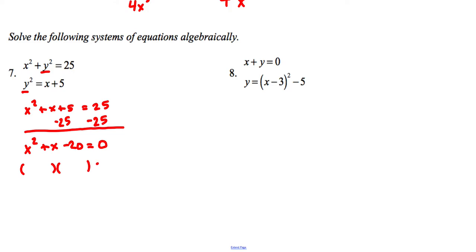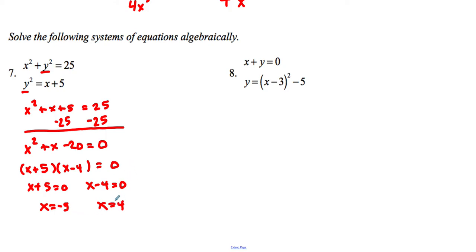This is just a quadratic and it should factor. So we're going to have x plus 5 times x minus 4. And then we'll take it here, we'll get x plus 5 equals 0, x minus 4 equals 0. So x equals negative 5, or x equals 4.